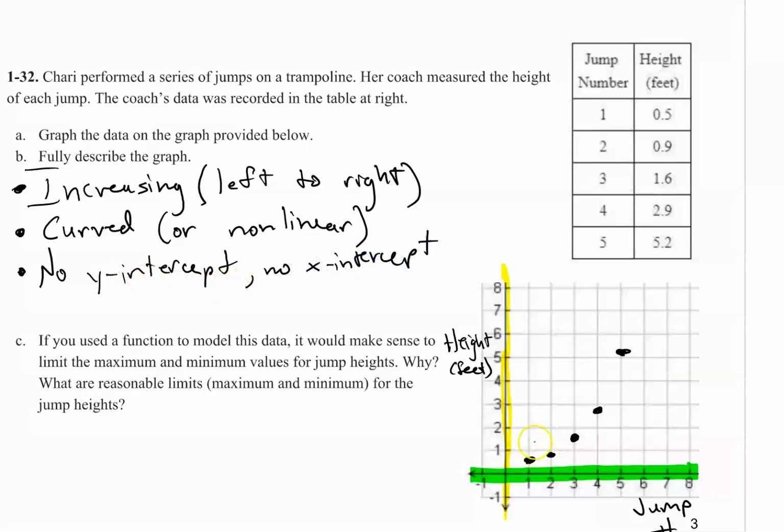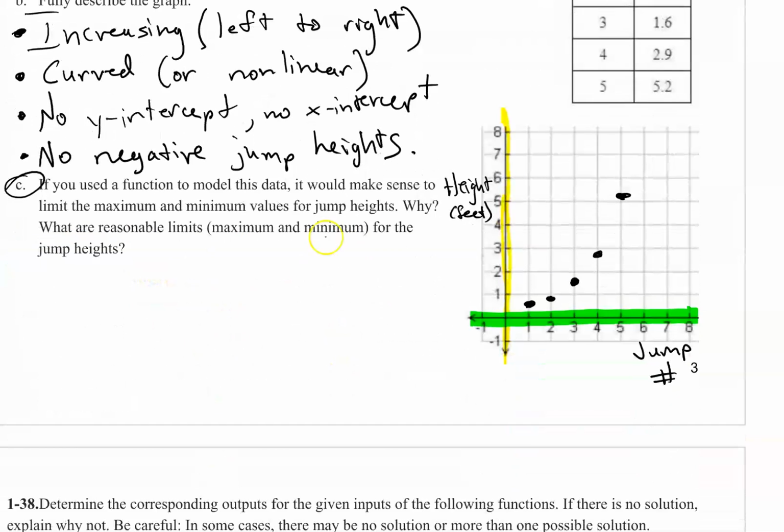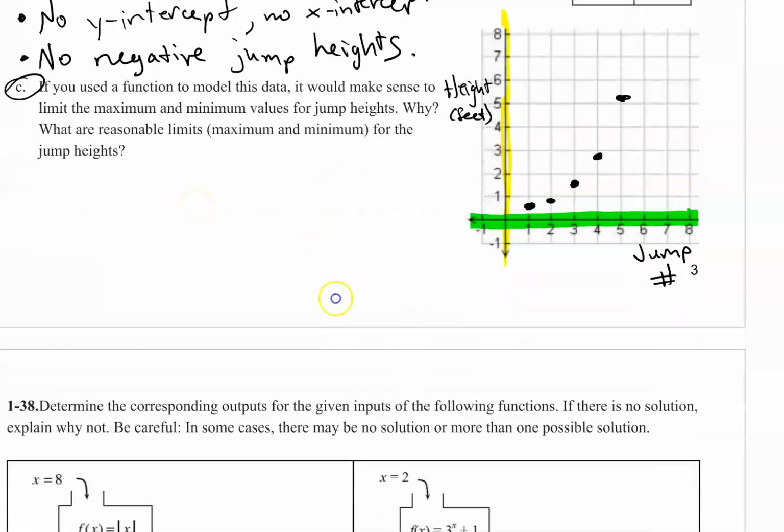You might also notice that there's no negative values. That doesn't really make sense. We're jumping up in the air. No negative jump heights. If it were negative, you'd be jumping underground. And then I'll go ahead and do C. No, I'll let you guys do that. C: what would be like a maximum and minimum? Answers may vary on that one.